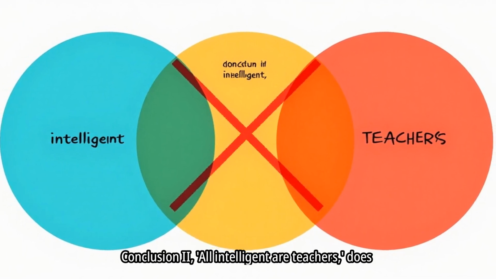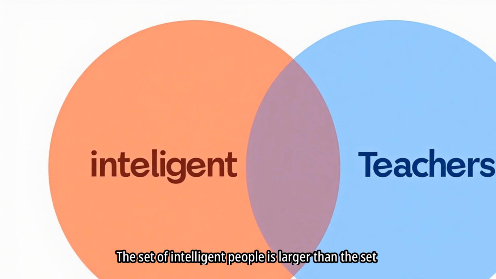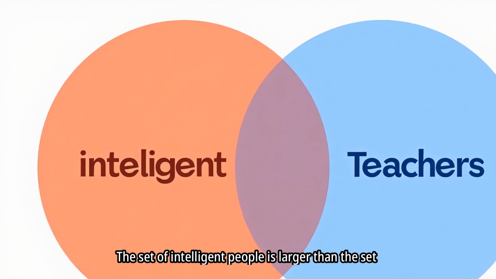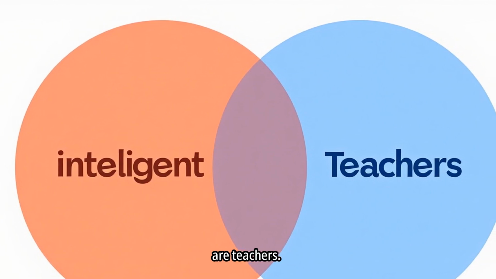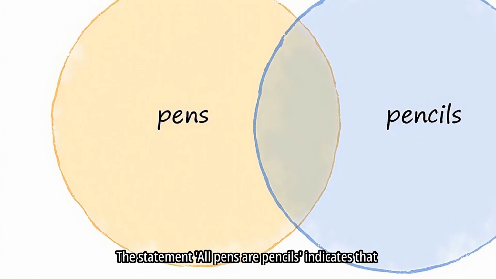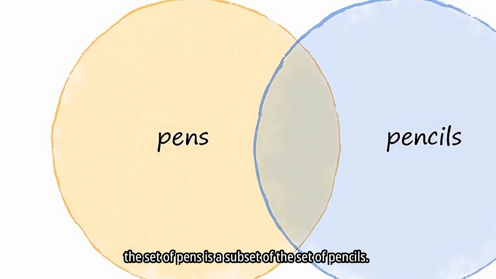Conclusion 2, "All intelligent are teachers," does not logically follow. The set of intelligent people is larger than the set of teachers. Therefore, not all intelligent people are teachers. The statement, "All pens are pencils," indicates that the set of pens is a subset of the set of pencils.